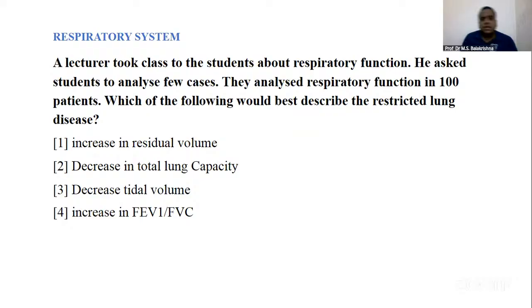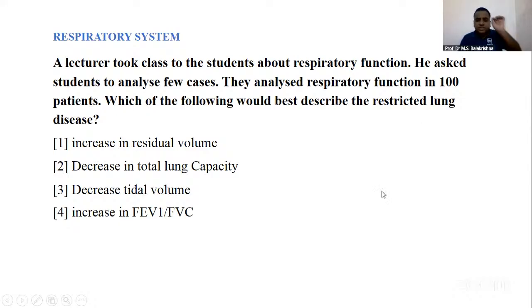Next question. A lecturer took a class for the students about respiratory function. He asked the students to analyze a few cases. They analyzed respiratory function in 100 patients. Which of the following would best describe restrictive lung disease? Now, there are two types of lung disease, restrictive and obstructive. Both are different, and for both, different parameters are checked. So they're asking for the restrictive.